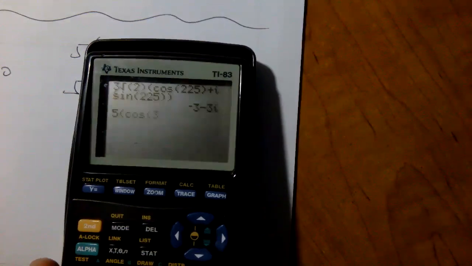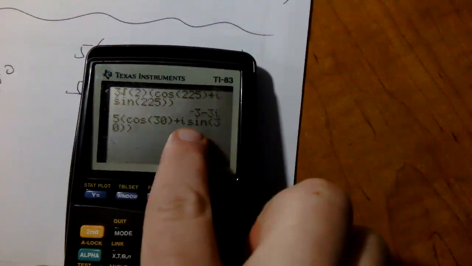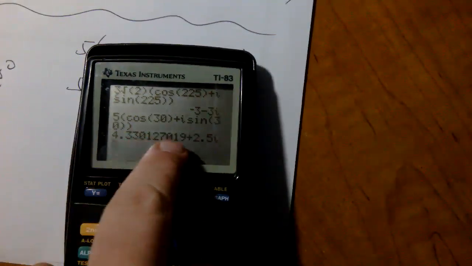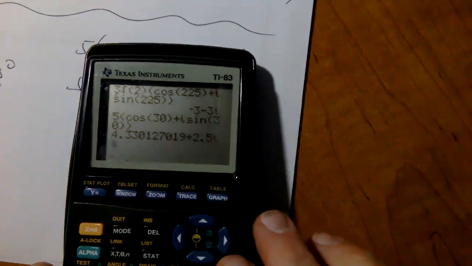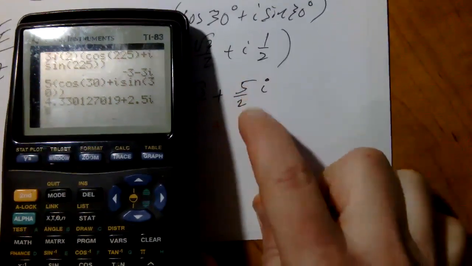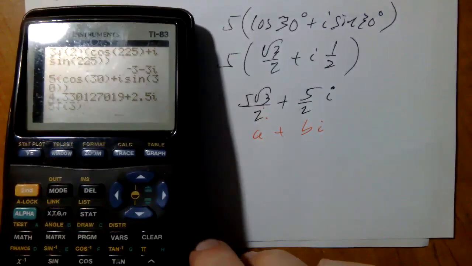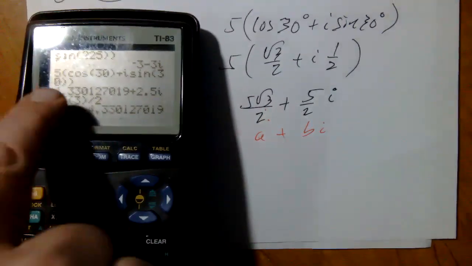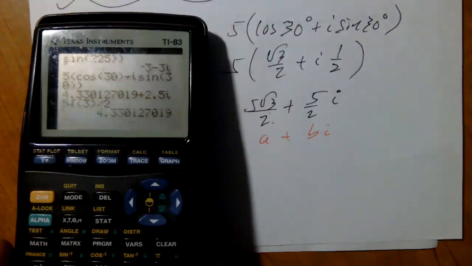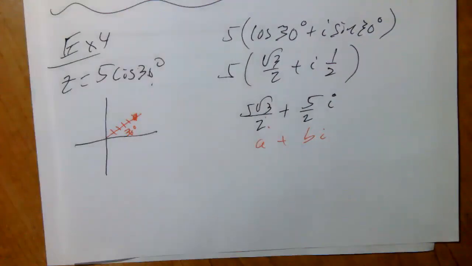So 5 times the quantity cosine of 30 plus i sine of 30. Now, the problem here is it's going to give you a crazy decimal for the real part, plus the 2.5i. The 2.5i is pretty obvious, right? There's your 5 over 2. And then you could check, if you wanted to, the 5 root 3 divided by 2. That is indeed that same 4.33, right? So that is the real part, and the 5/2, which is 2.5, is the imaginary part.